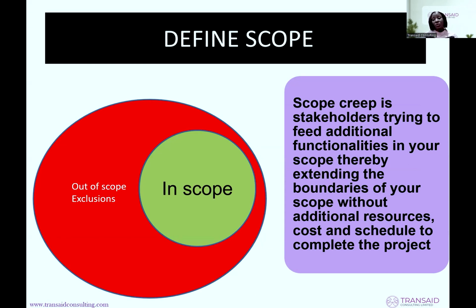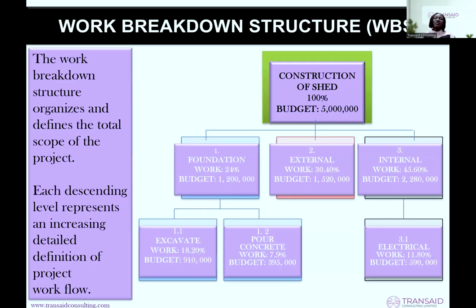If you don't do this very well, stakeholders will mess up your project for you. They will be bringing what is out of your scope. So you have what is called scope creep. Basically, stakeholders trying to feed additional functionalities into your scope, thereby extending the boundaries of your scope without additional resources, cost, or schedule to complete the project. So be careful.